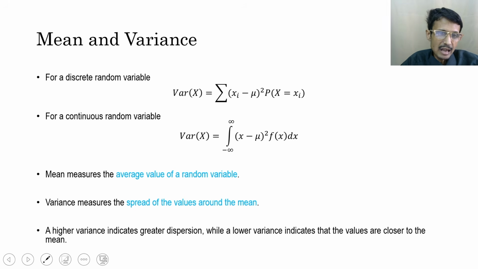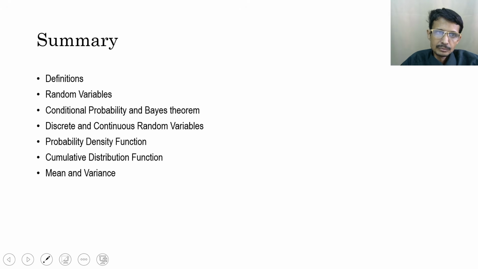The mean measures the average value of the random variable, whereas variance measures the spread of the values around the mean. A higher variance indicates a greater dispersion, while a lower variance indicates that values are closer to the mean. So that is the basic implication of mean and variance.